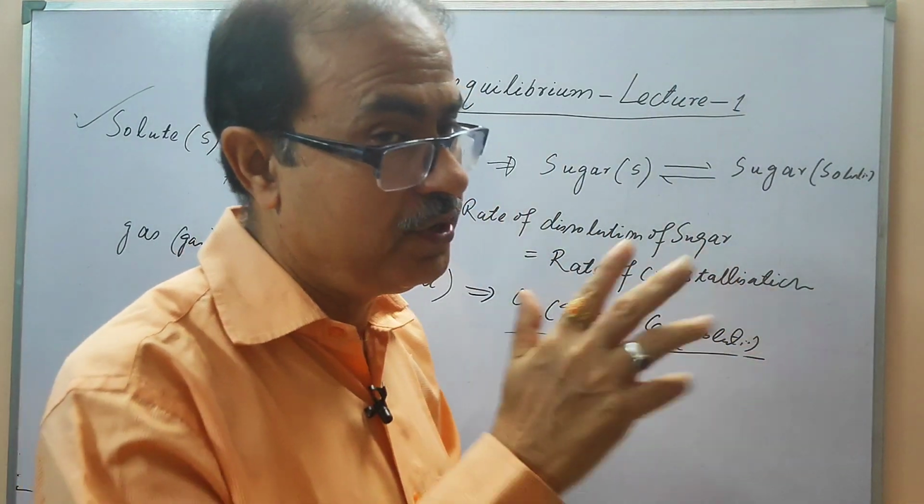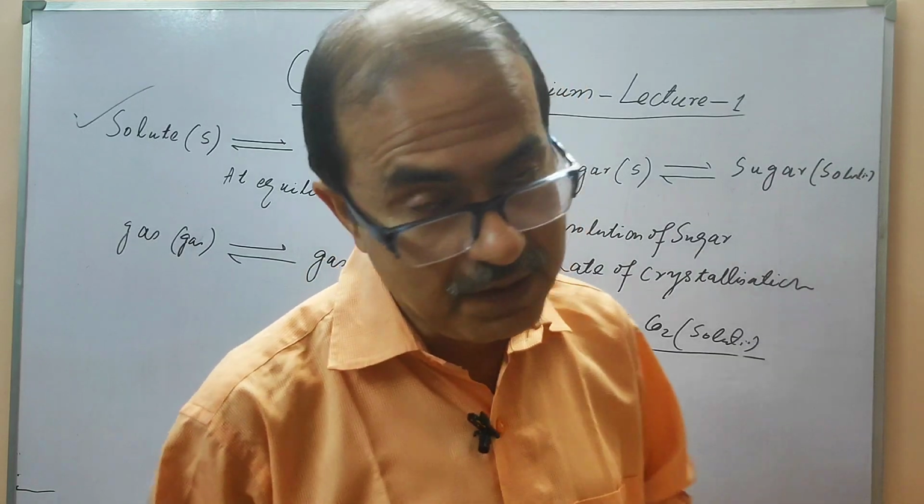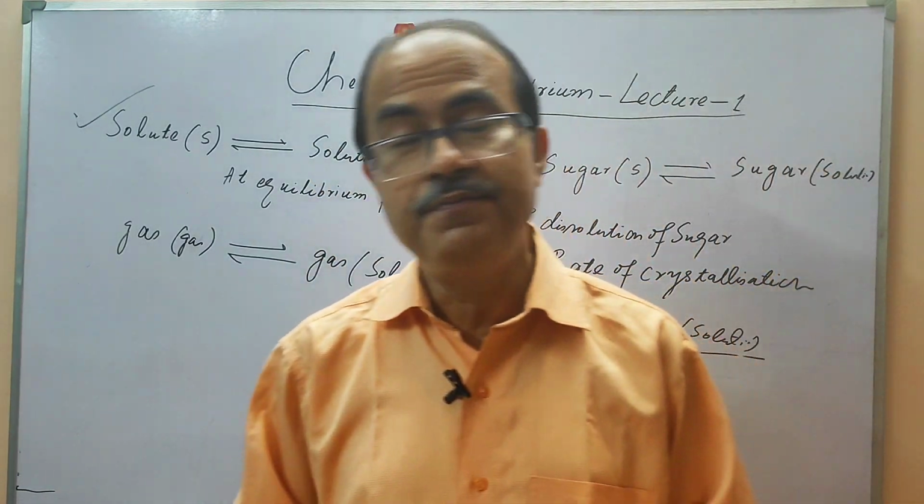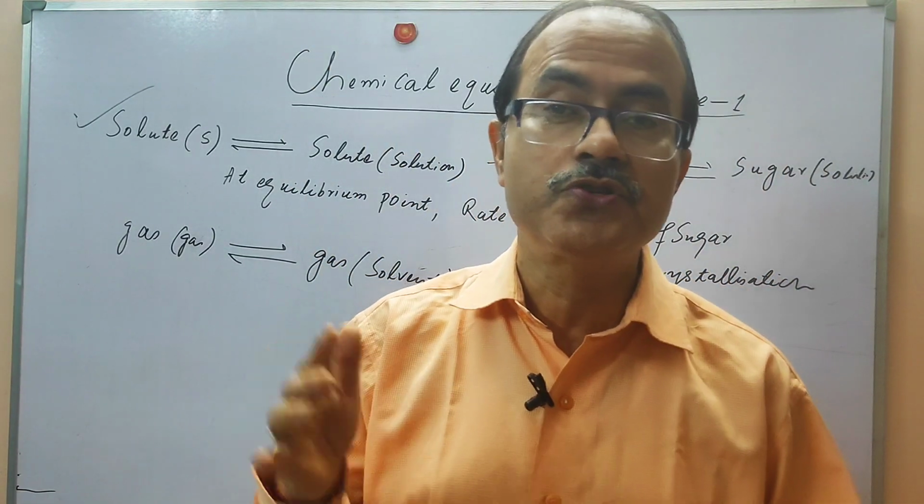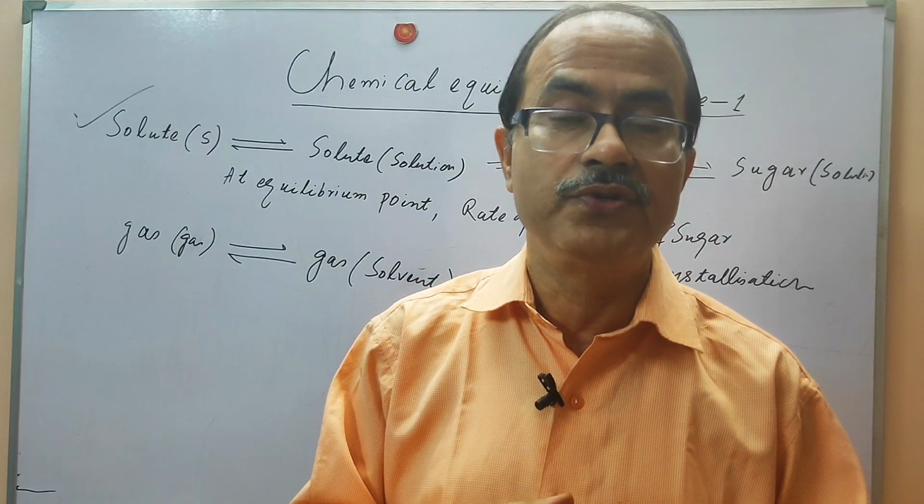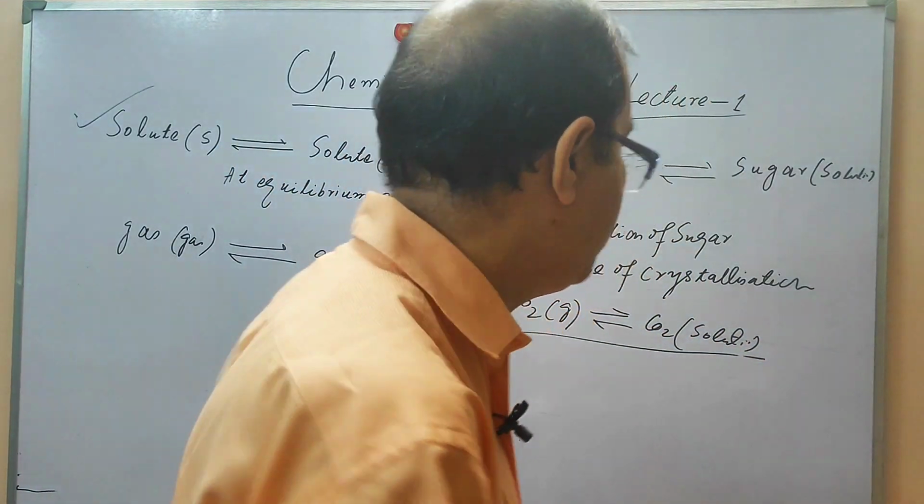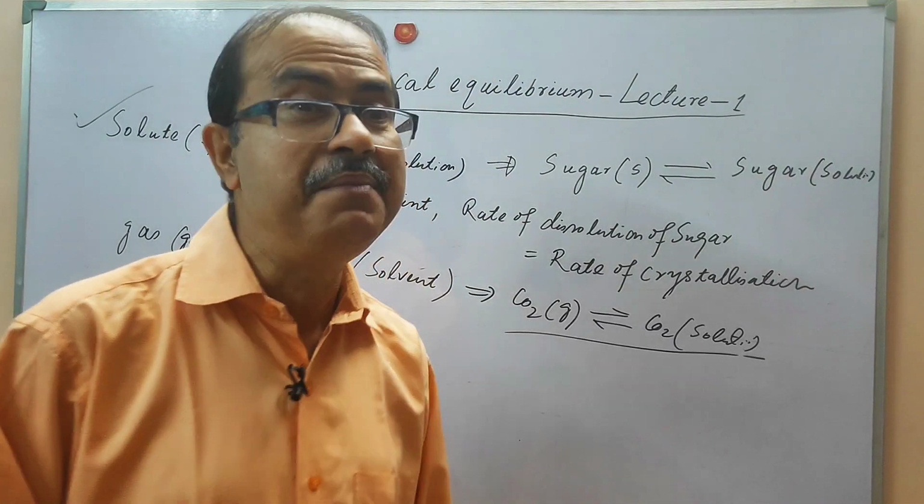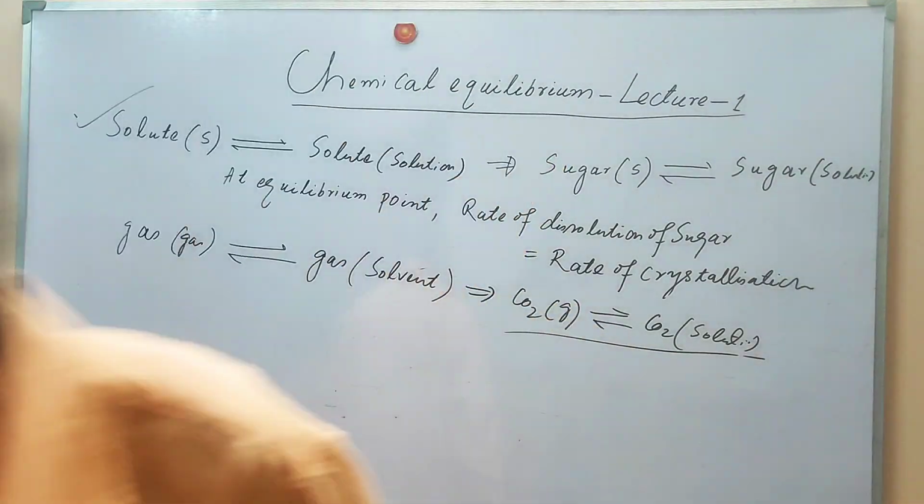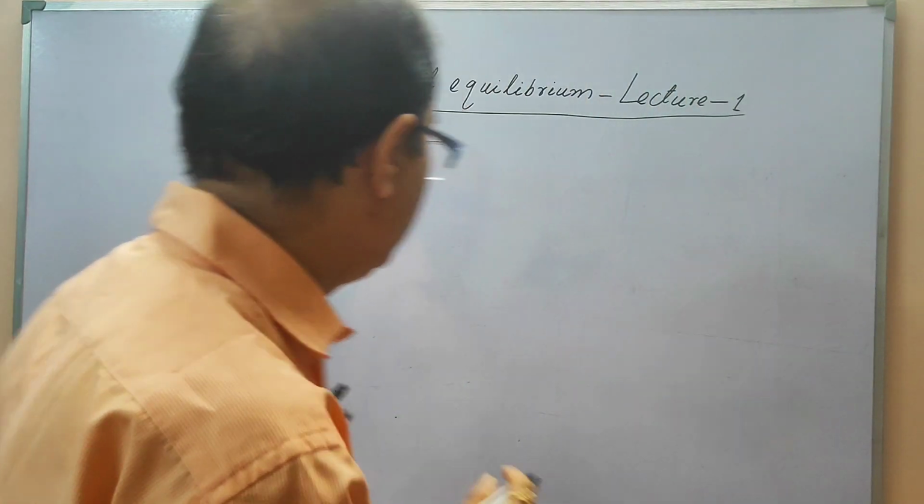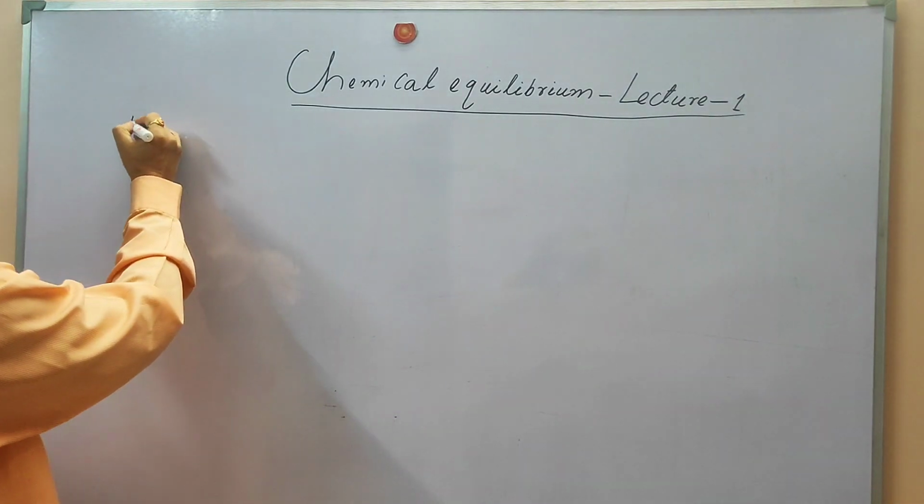We have already understood the 5 physical processes. After discussing these, we are going to discuss another equilibrium, that is the chemical equilibrium, after the physical equilibrium. Now we are going to discuss the chemical equilibrium.